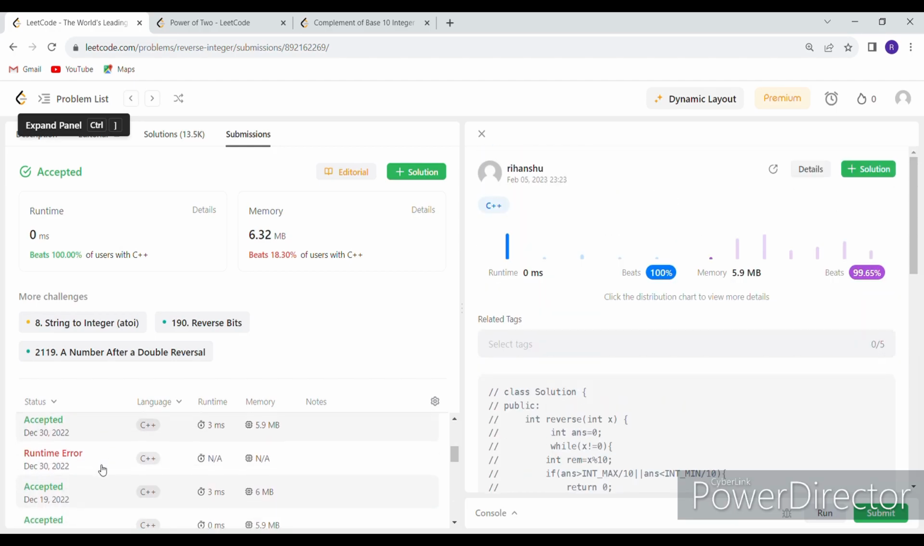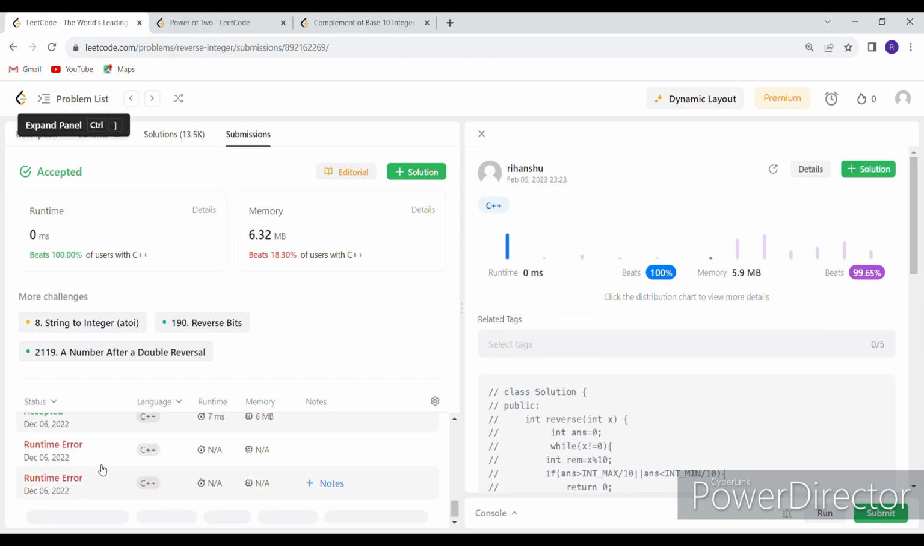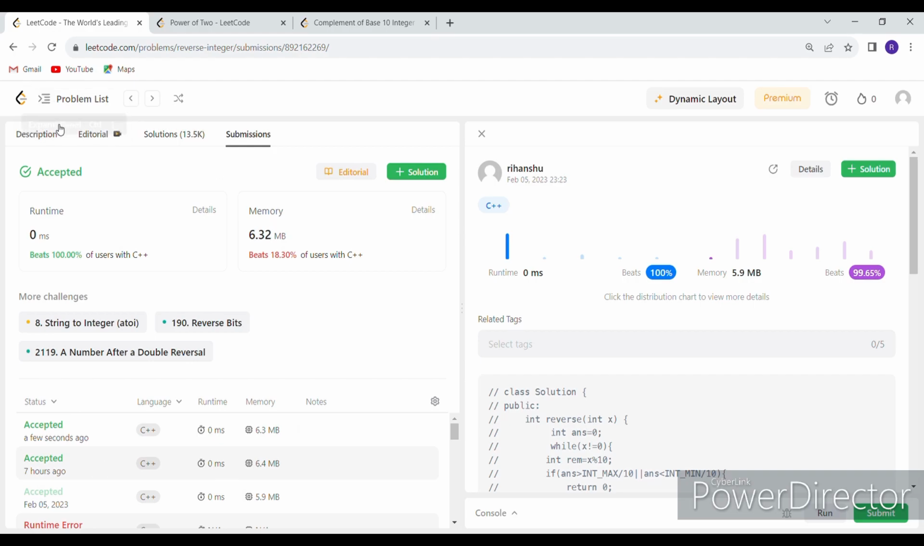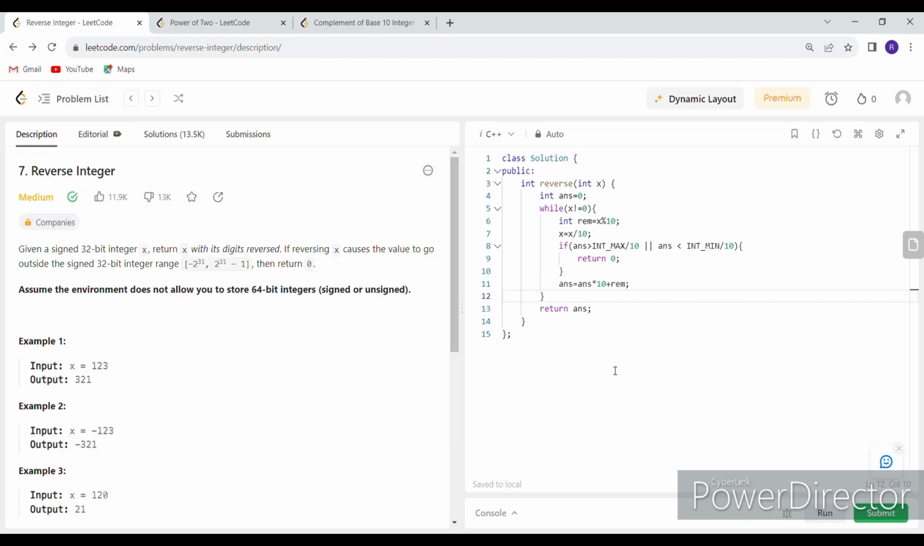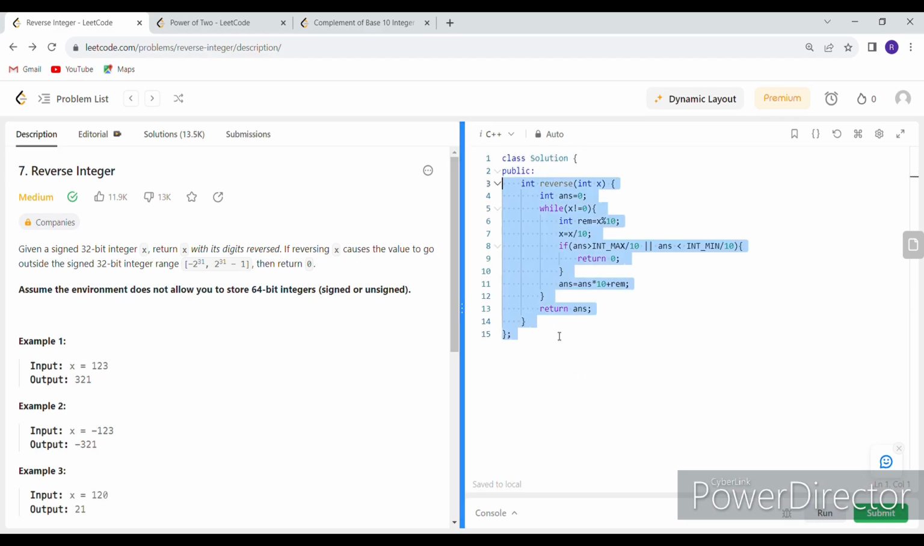I've solved it multiple times over here. I'm also following the Code Help channel, so these questions are the same. I'm just using a few of my own solved methods, and if I don't know, I'm taking help from the Code Help channel.